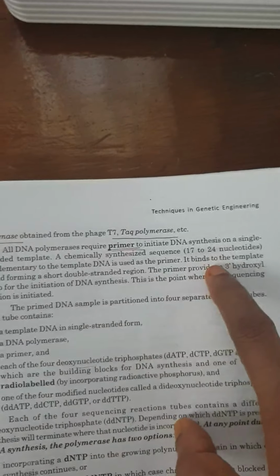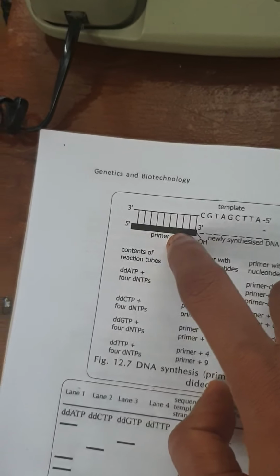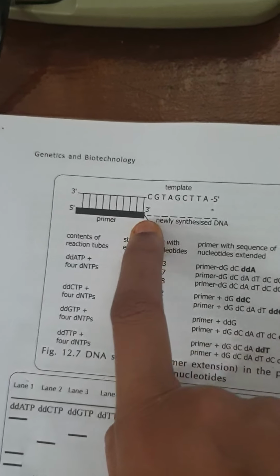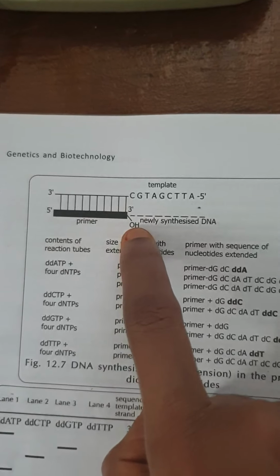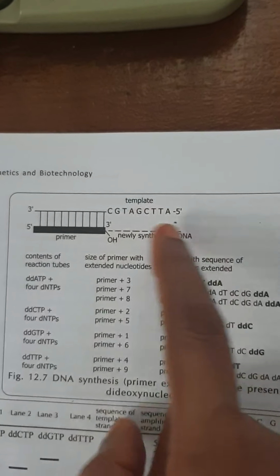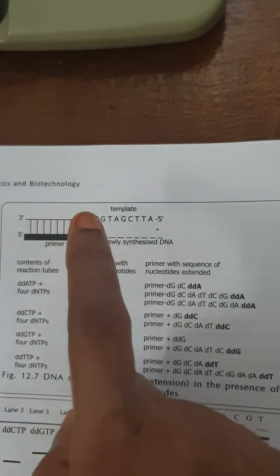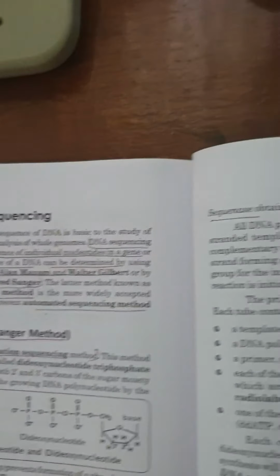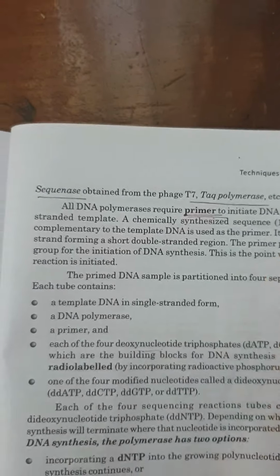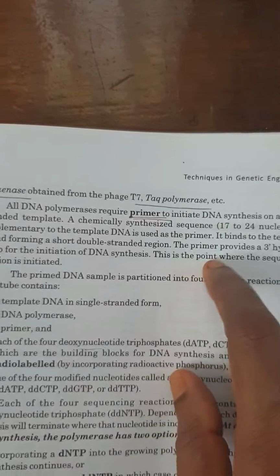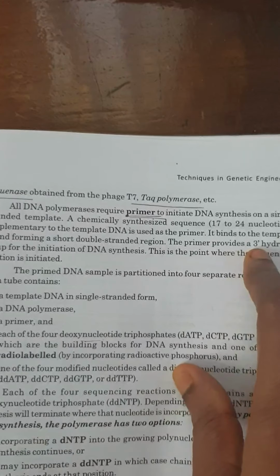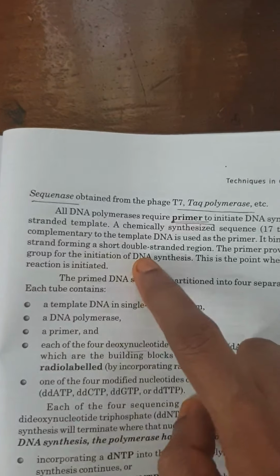Primers will bind to the template strand, and that will provide a 3' end, a 3' OH group, so that polymerase can add new nucleotides here. So the function of the primer is to give a 3' OH group so the polymerization can be started. The primer provides a 3' hydroxyl group for the initiation of DNA synthesis.